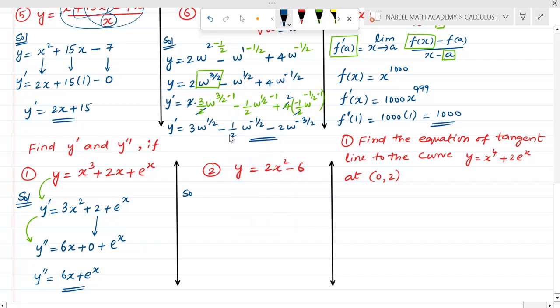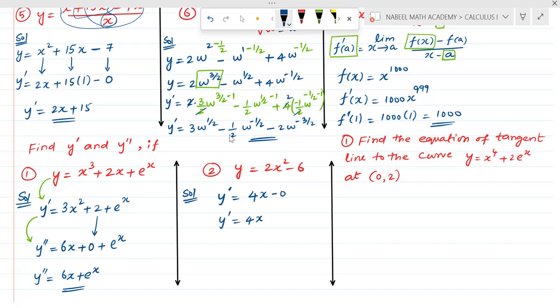Now similarly, I have to find y double prime for this one. So y prime is 4x minus 0, so y prime is equal to 4x. This is the derivative for this part. Now the next one is y double prime. What is y double prime? When you differentiate 4x, it becomes 4. So you have to differentiate the y prime in order to get the y double prime. Suppose the question asks for y triple prime: if you differentiate, it becomes 0, because you reach the constant and its derivative is 0.